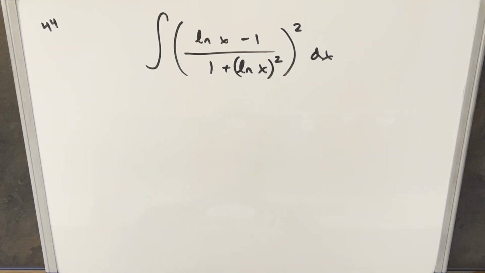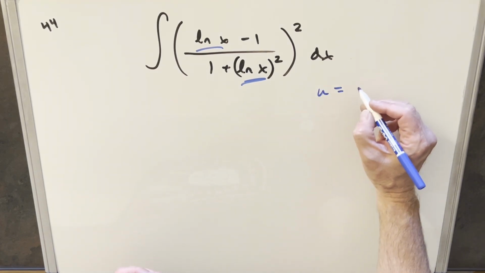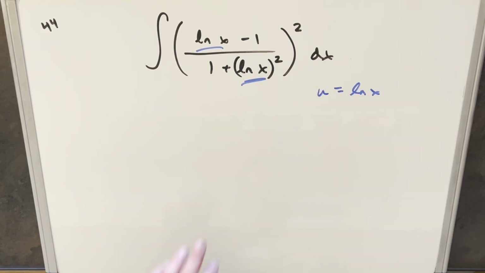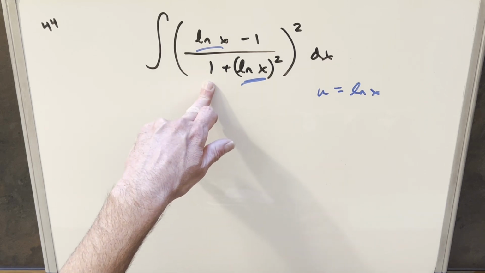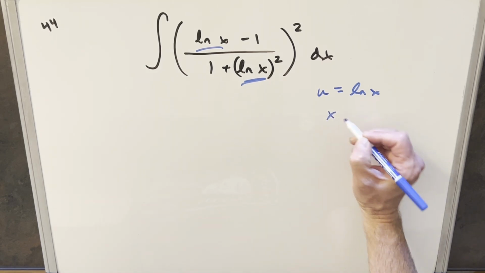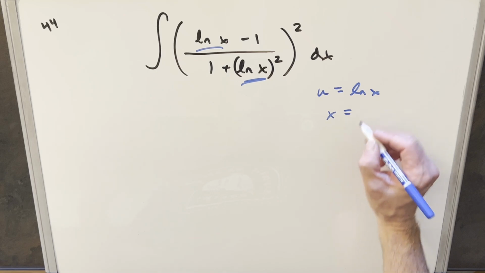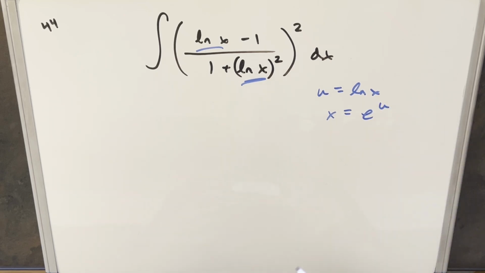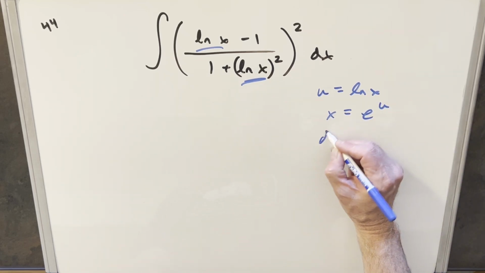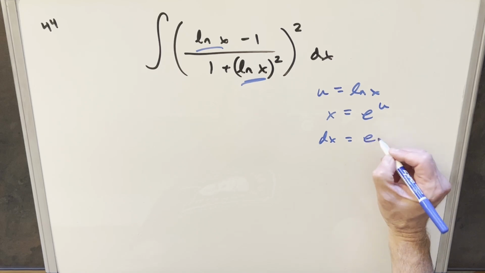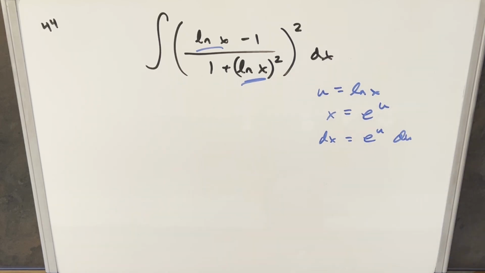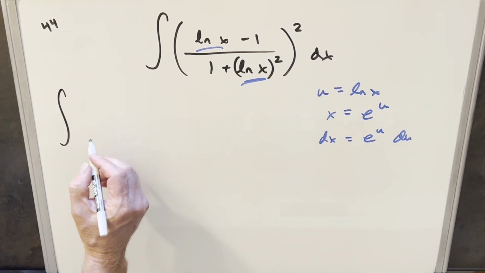I don't really know where to start, so I think I just want to try to simplify it. At least we know we have ln x in common here and here. So let's make a u substitution for ln x, because then at least what's inside the square is going to become simpler. If I solve for x, with log properties, x equals e to the u. Taking a derivative, dx is going to be equal to e to the u du. So then we'll substitute everything here.